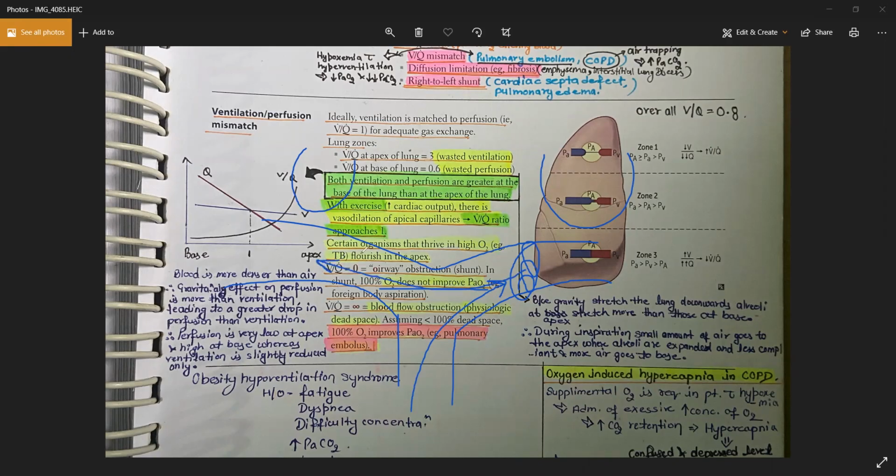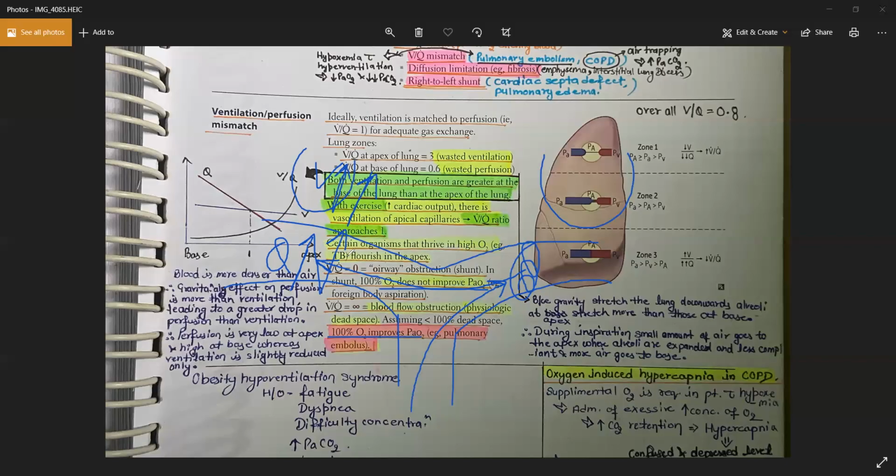So this area initially has a V and a Q, but now the Q is increased. The V is the same, but the Q is increased. You are getting a VQ mismatch. To counteract that, if I give a patient 100% oxygen or supplemental oxygen, I'm increasing the ventilation here. So if I increase the ventilation in this scenario, can I get a normal VQ? Yes. So in this scenario, 100% oxygen will improve the patient's condition.